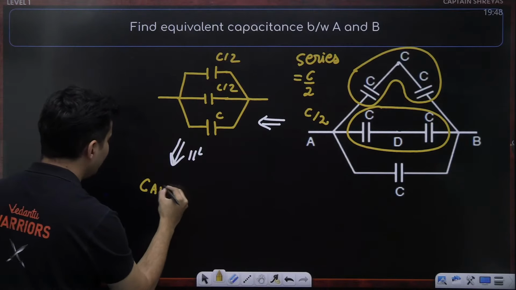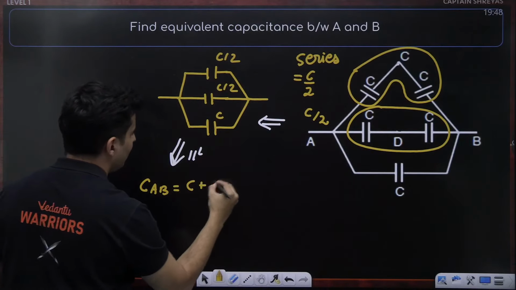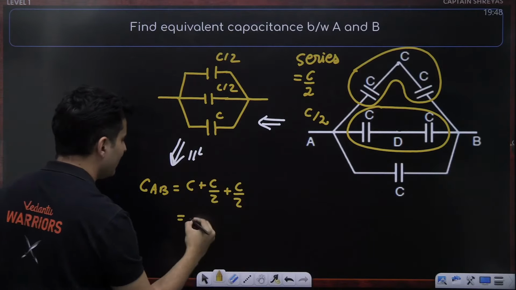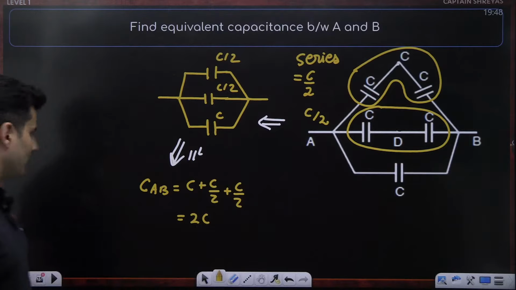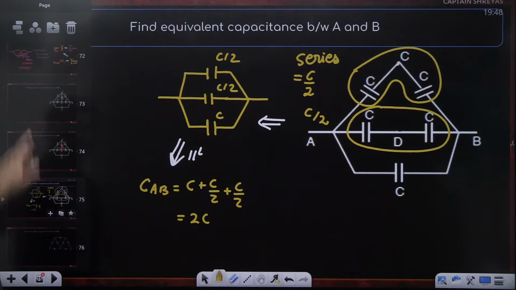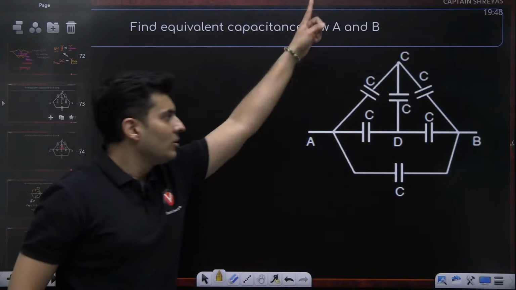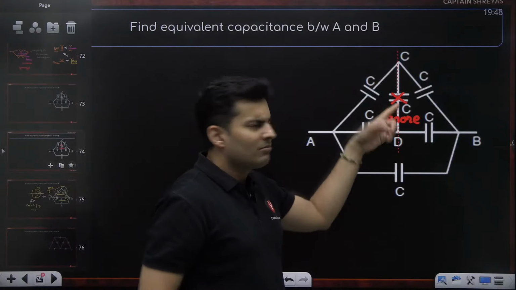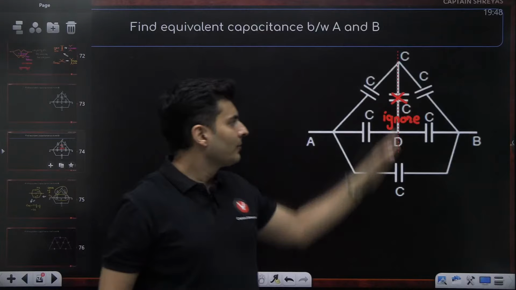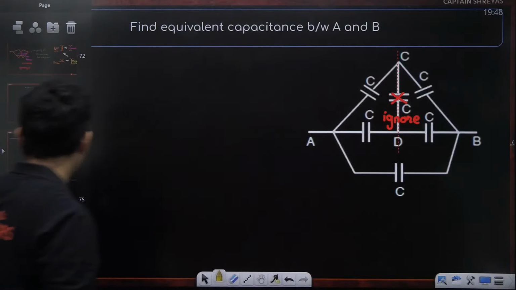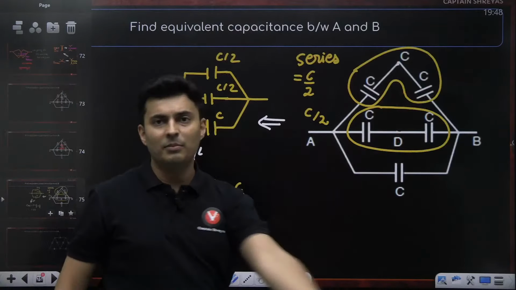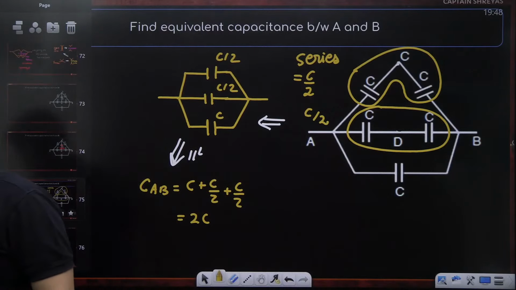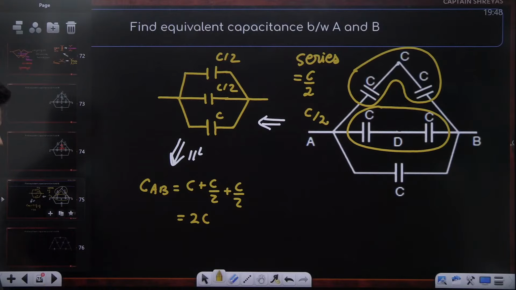So equivalent capacitance between A and B will be C plus C by 2 plus C by 2. C by 2 plus C by 2 is C. C plus C is 2C. Hence the answer is 2C. Is that right, everyone? Got it? Starting from here, you drew the line of symmetry and you saw that there is some device, resistor, battery, whatever. Completely ignore it. Once you ignore it, it looks like a simple series and parallel circuit. Very, very straightforward. Okay, let's go to the next question coming up on your screen.